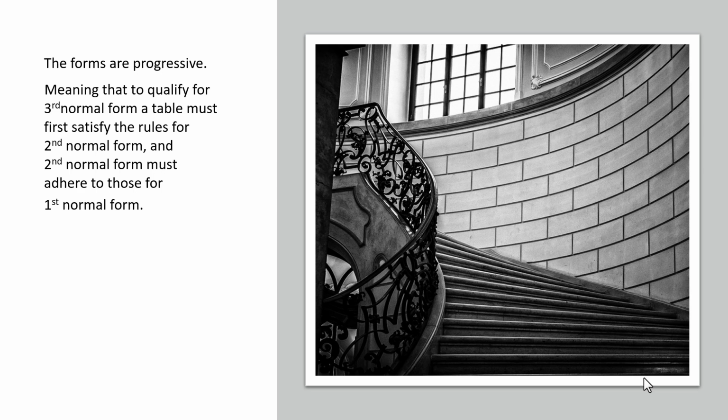One thing I think you should understand with the normal forms is they're progressive. They're like stair steps. What that means is that a table that's in third normal form first had to satisfy the rules for being in second normal form. And as you may have guessed, a table in second normal form had to satisfy the rules for first normal form. So let's build up a progression of the rules.